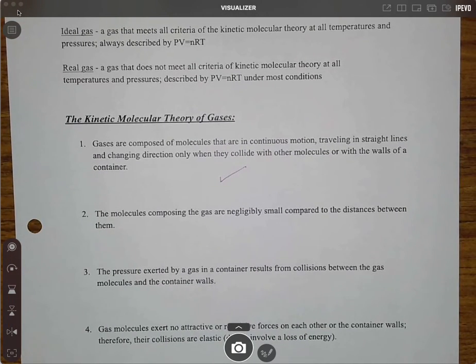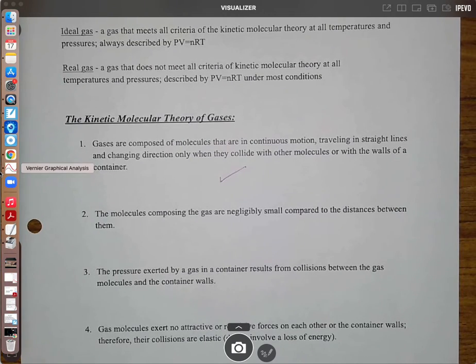Number two, the molecules composing the gas are negligibly small compared to the distances between them. Okay. So that's why every gas particle essentially takes up the same amount of space, because the particles are really little compared to the space between them. And if the particle is really, really tiny, and there's like 100 times of space before you hit the next one, whether that particle is twice as big ends up being essentially irrelevant.